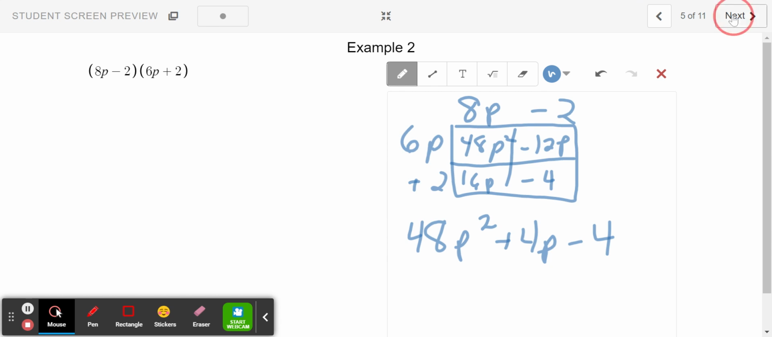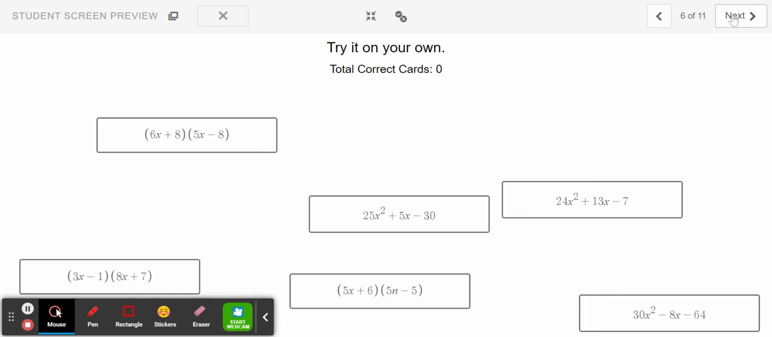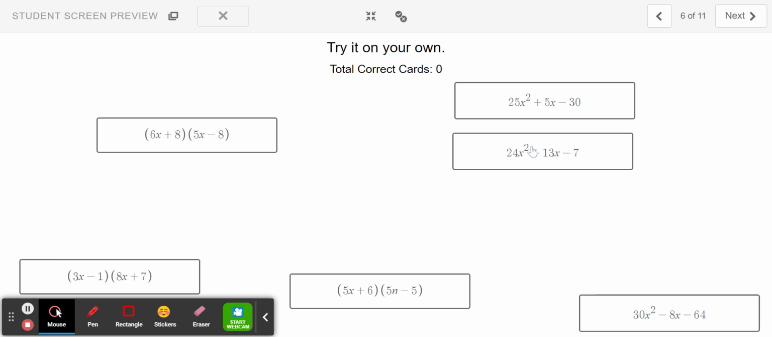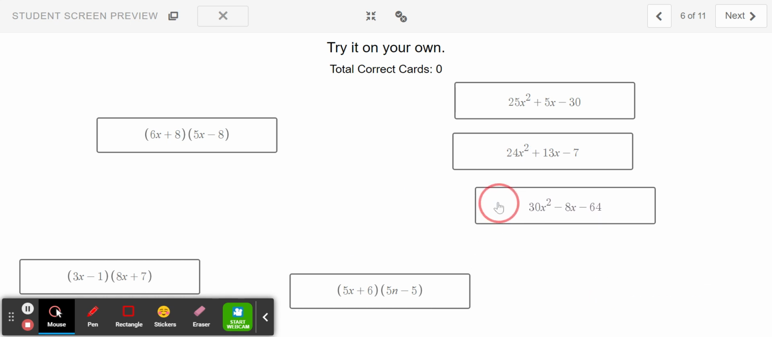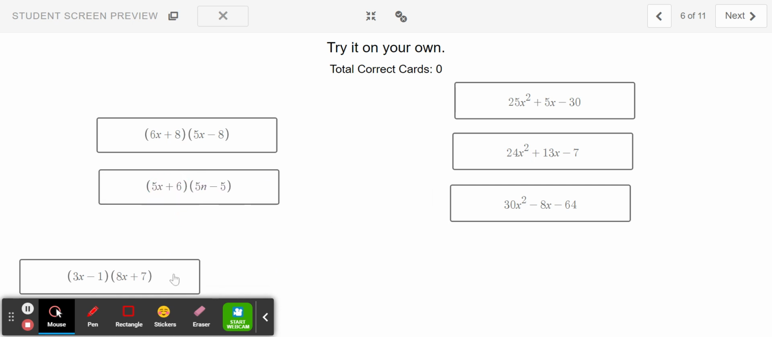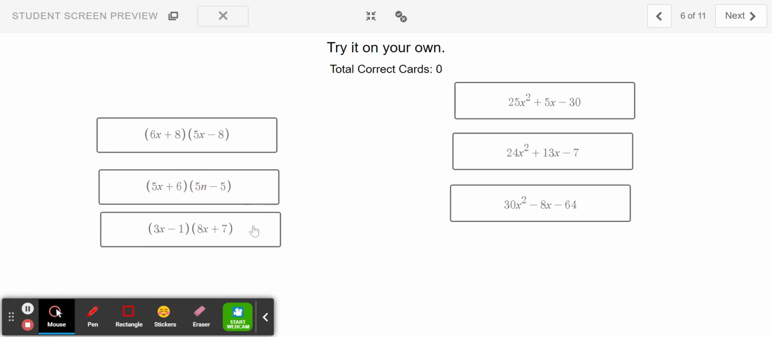All right. So go ahead and pause for a minute and try out this card sort on your own. You're going to work out, and it'll tell you how many cards you have in the right spot. So there's 6 cards total. So you want to make sure that you have them sorted out. So these are your answers. These are your simplified. And then these ones are like your questions. These are your multiplication problems. So go ahead and take a minute and do that, and then come on back.